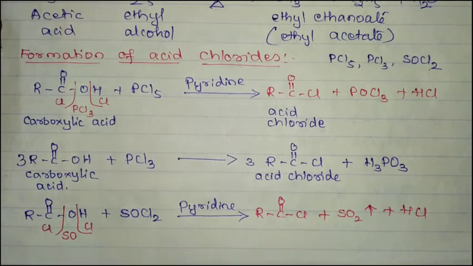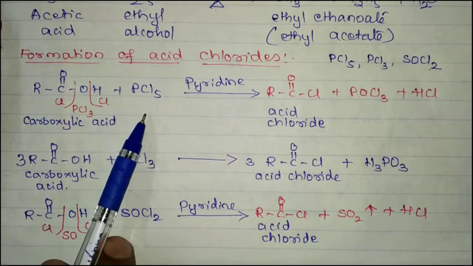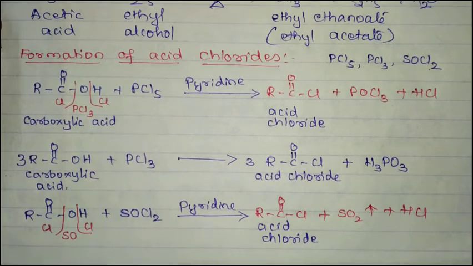This is acid chloride. This is thionyl chloride. Associated with thionyl chloride, and this is acid chloride. And these are the general reactions of formation of acid chloride starting from carboxylic acid. Now we'll discuss only one reaction, the reaction of carboxylic acid with phosphorus pentachloride.